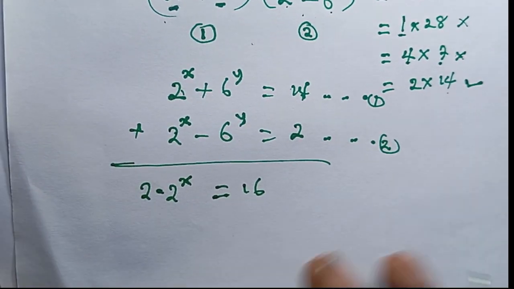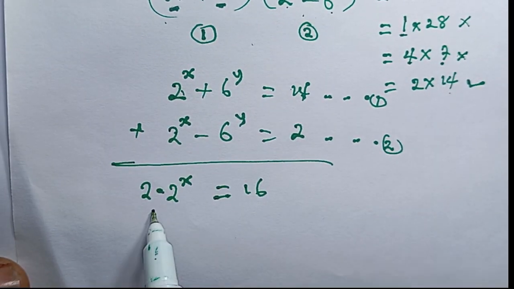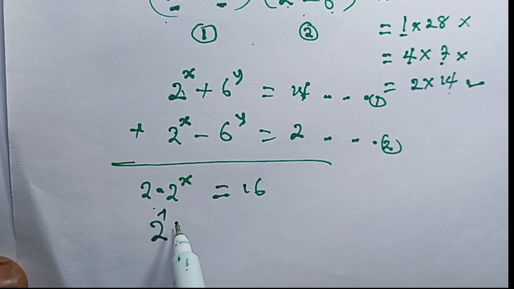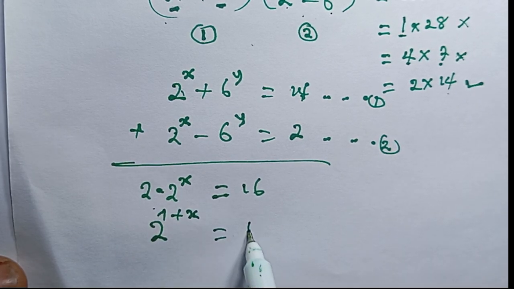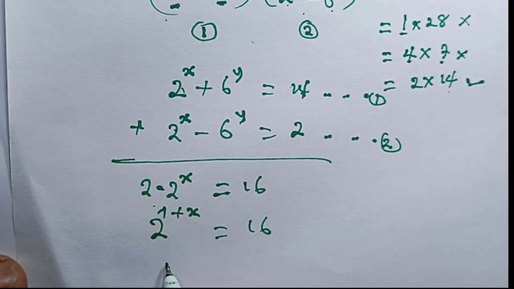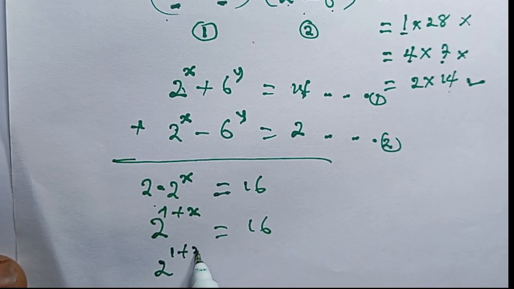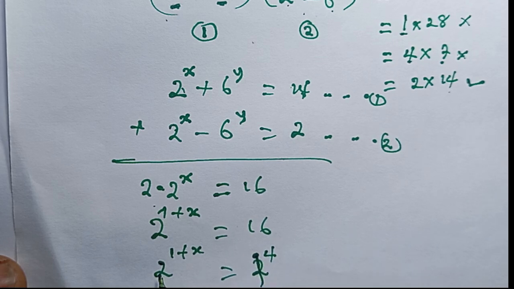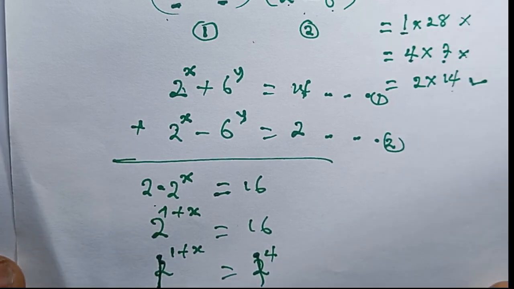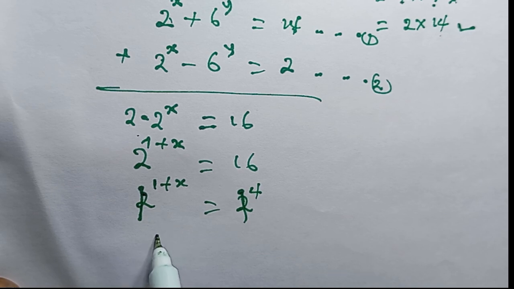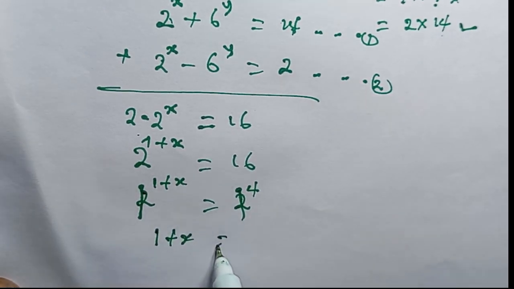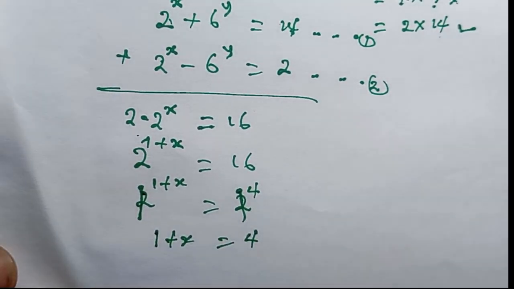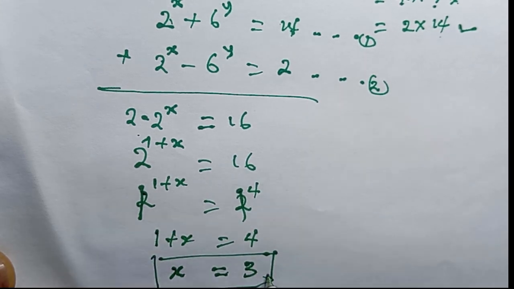Okay, then of course using the rule of indices, we can write this as 2 power 1 plus x is equal to 16. So that we have 2 power 1 plus x is equal to, this is 2 power 4. They have the same base right here, so we can cancel them, and then we go ahead to equate the power. So 1 plus x is now equal to 4, which obviously from here you can see that our x is equal to 3. Okay, so this is going to be the value of x.